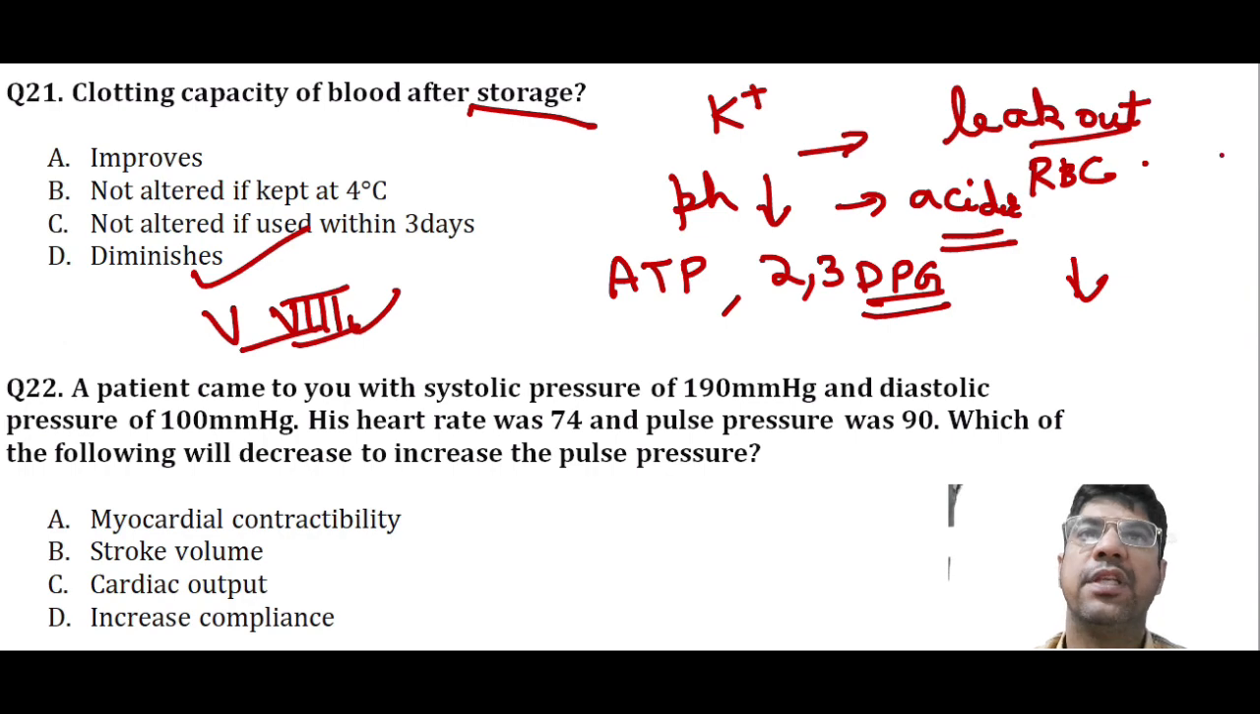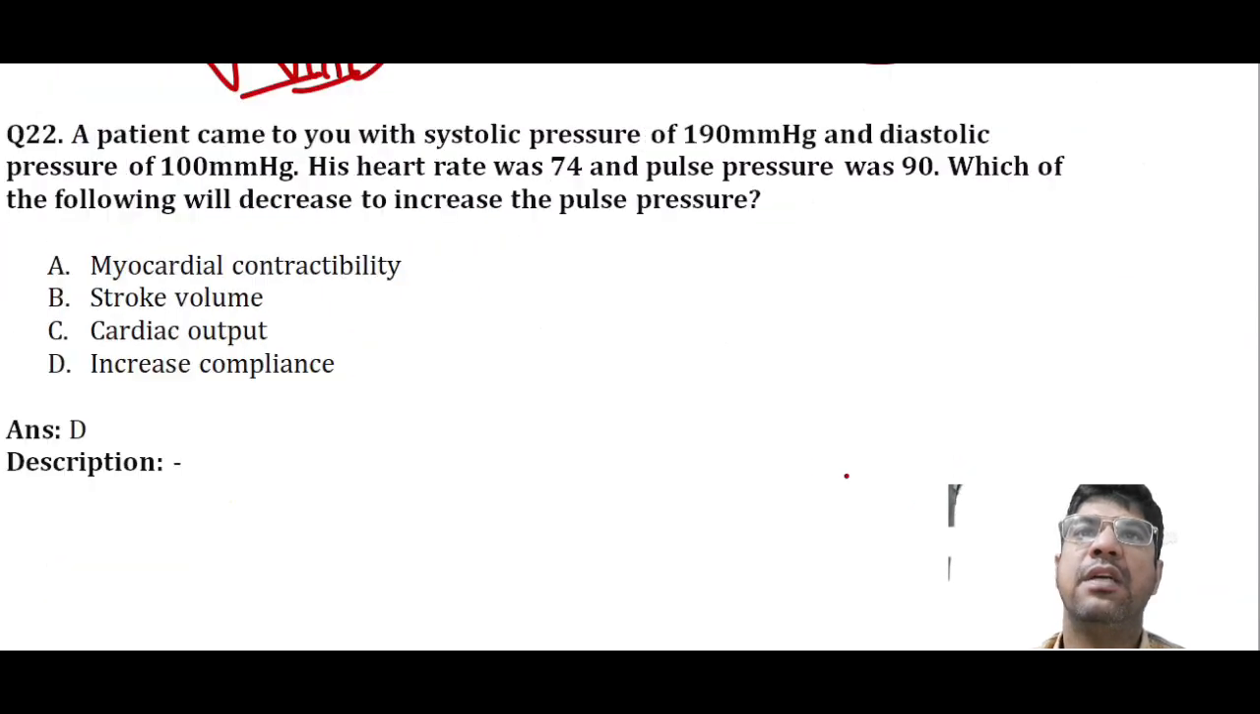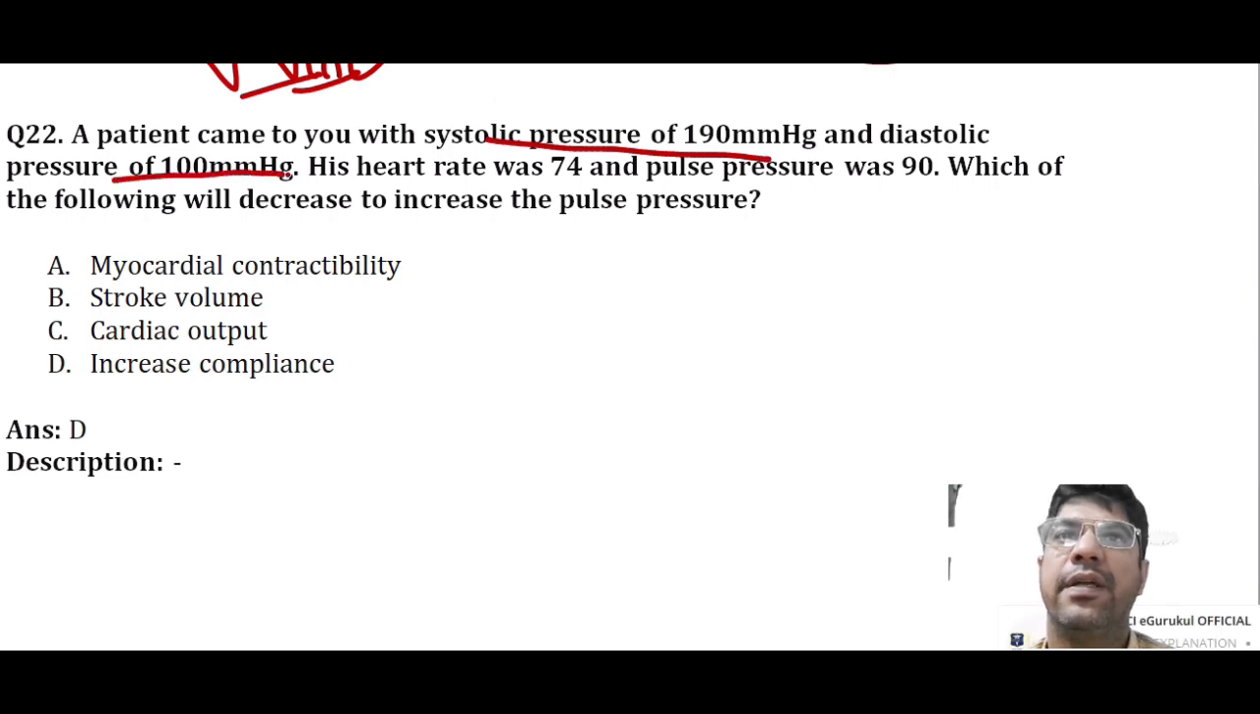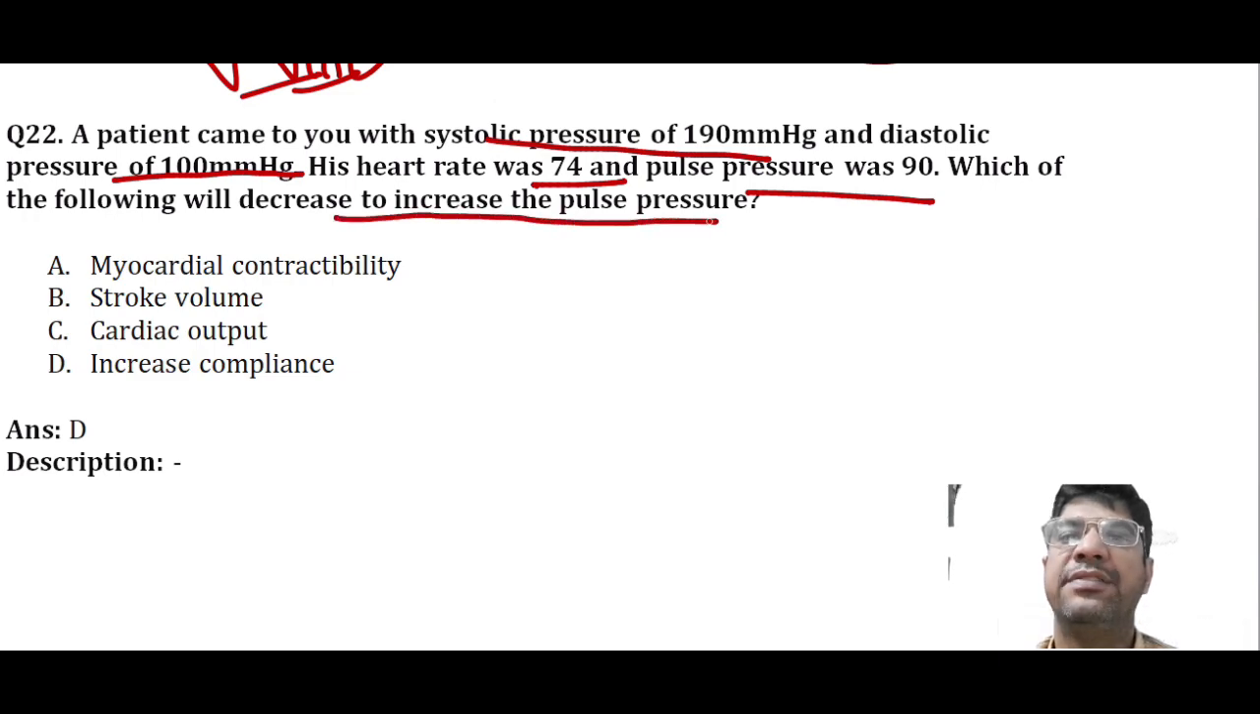Coming to the next question, a patient came to you with systolic pressure of 190 and diastolic pressure of 100. His heart rate was 74 and pulse pressure was 90. Which of the following would decrease to increase the pulse pressure?